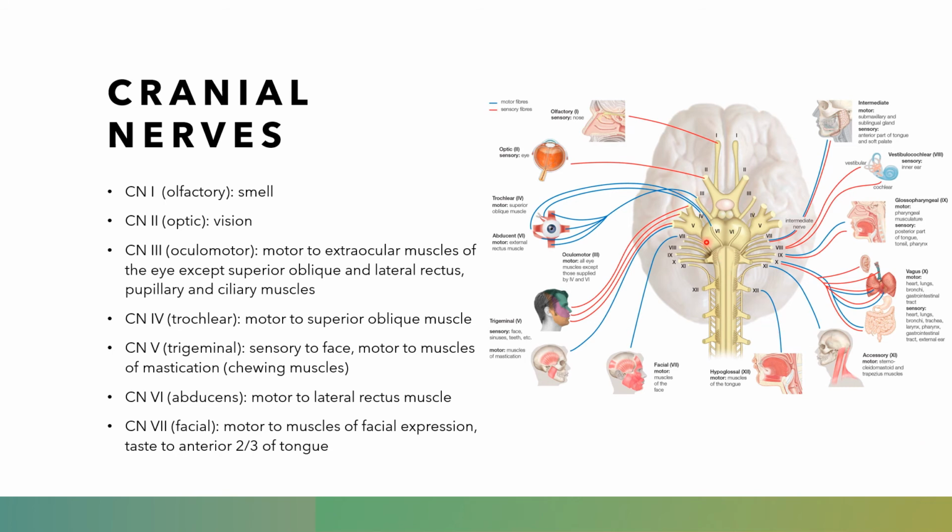Cranial nerve number 4 is the trochlear nerve, which provides motor to the superior oblique muscle. And it's called trochlear because the superior oblique muscle actually hooks on to an apparatus in the orbit called the trochlea, which is why it's called the trochlear nerve.